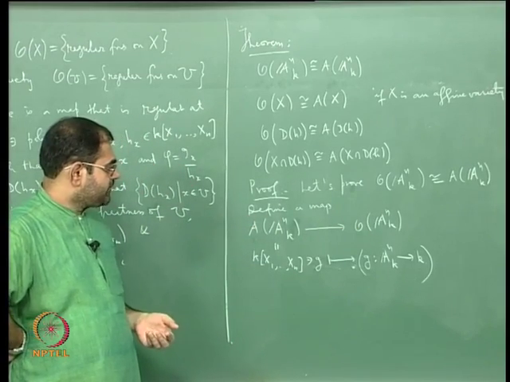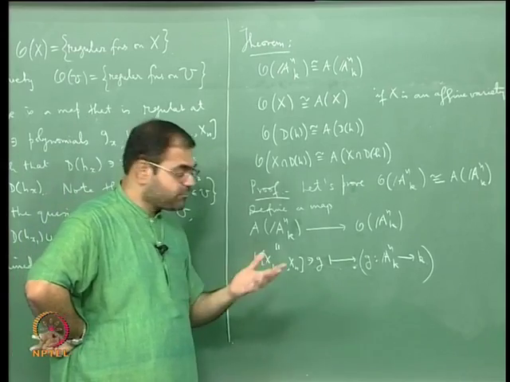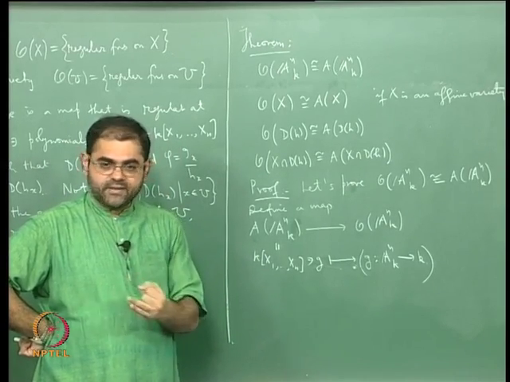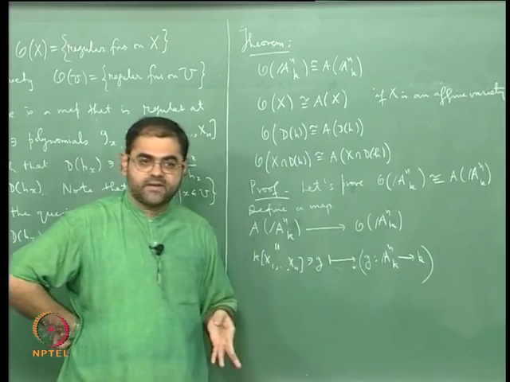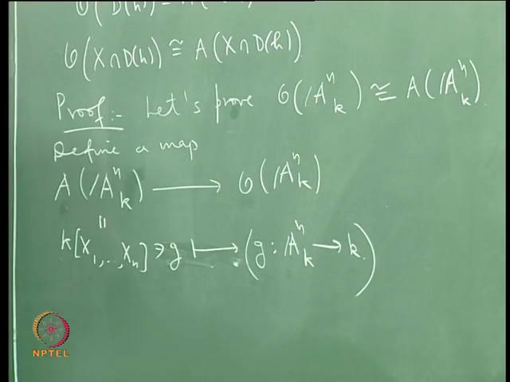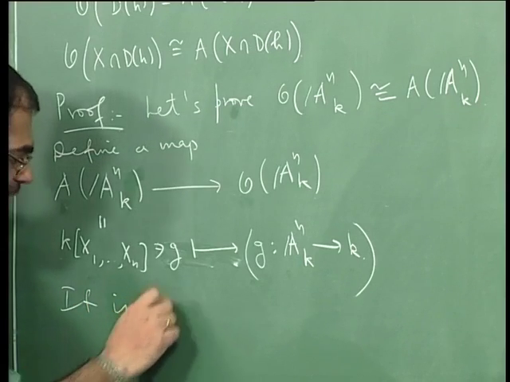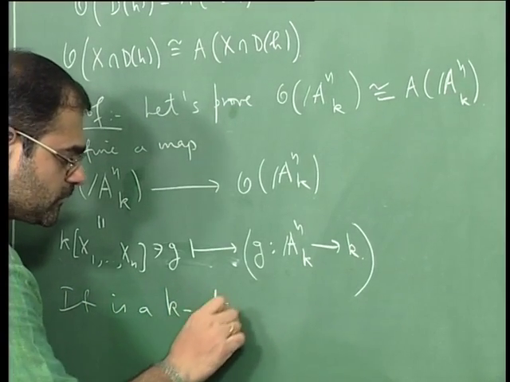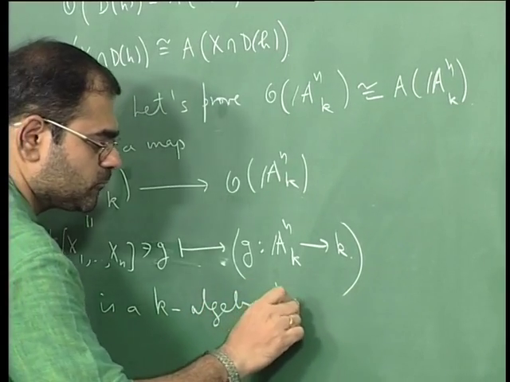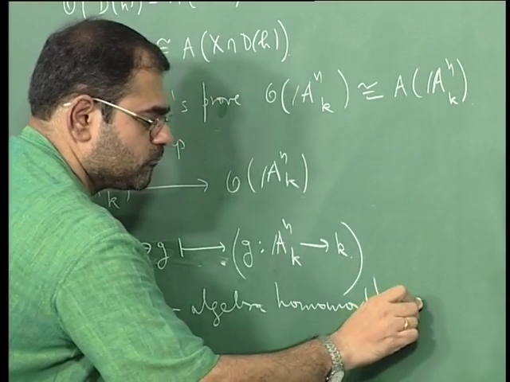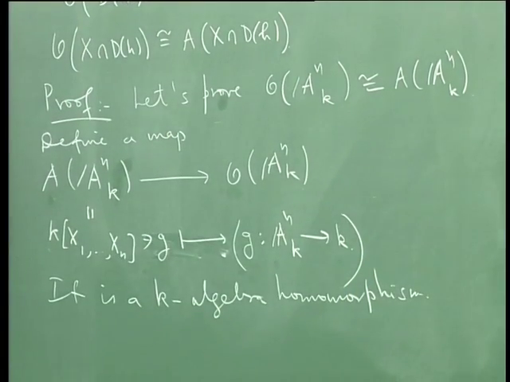And then the fact I want to make is that I will have to prove two things. I will have to prove that this is injective, and I have to prove it is surjective. If I prove that, then I get that this is an isomorphism of K-algebras, which is what I want. So let me write that, it is a K-algebra homomorphism. That is obvious, no doubt about that.